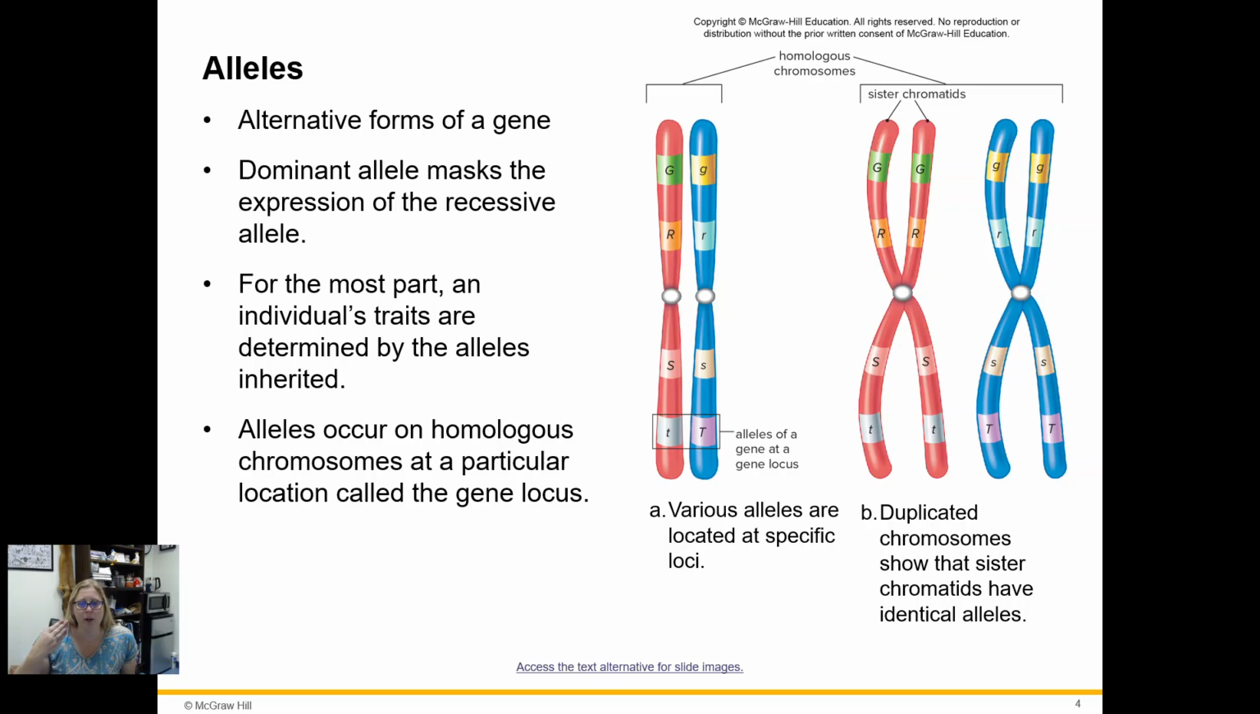I have blonde hair and blue eyes, which means that I have a gene for blonde hair and a gene for blue eyes. We know that these alleles occur on homologous chromosomes at particular spots that we call the gene locus or multiple gene loci. When your chromosomes are duplicated during the S phase of interphase, your sister chromatids have the same alleles because they're copied, they're identical to one another. And your homologous pairs can carry alternate versions of those genes.